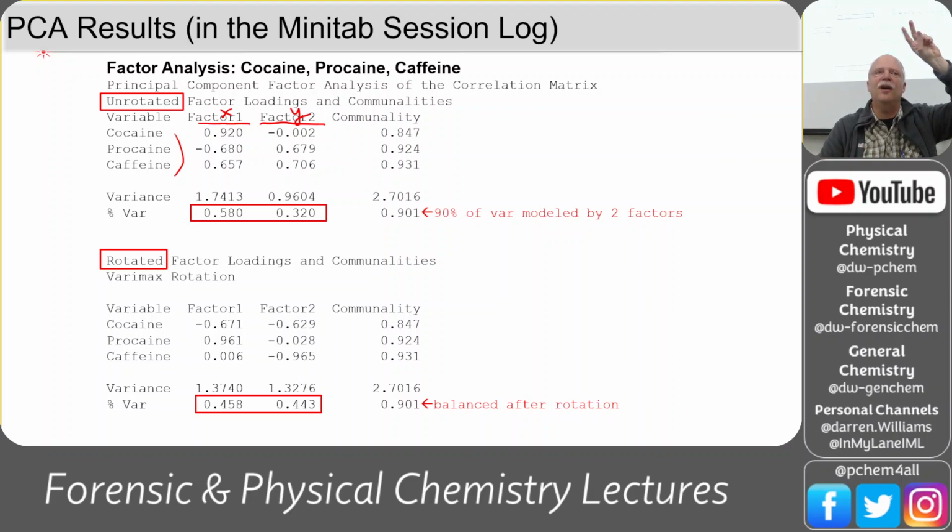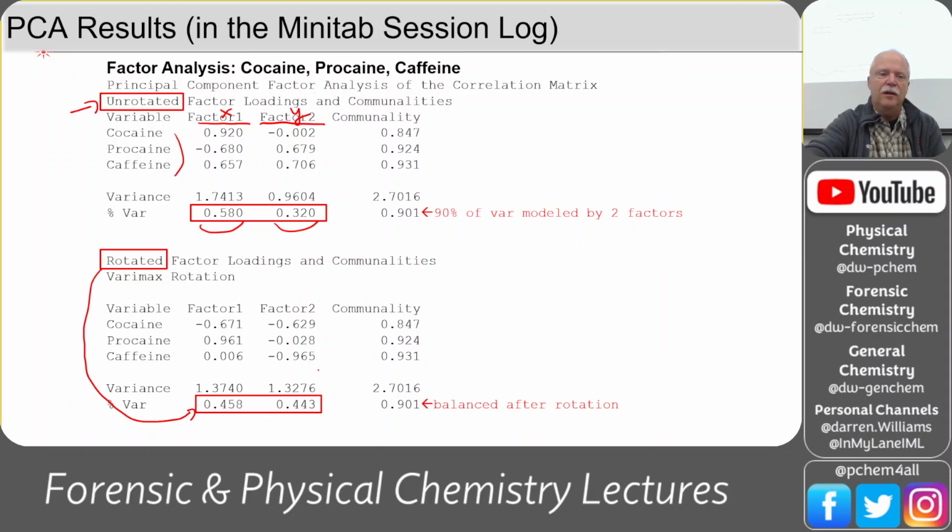And now we have 2 variables. We have an x and a y. And then we can plot that. And now this one is capturing 58% of the variability with this factor and 32% of the variability with this factor. That's what you get with this unrotated one. If you rotate the plane and calculate another one so that you balance these percent variables, you see now with the rotated principal component analysis, we get a more even split. We get like 45% of the variability captured by factor 1 and 44% captured by factor 2.